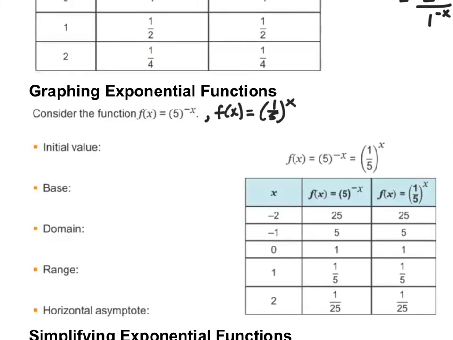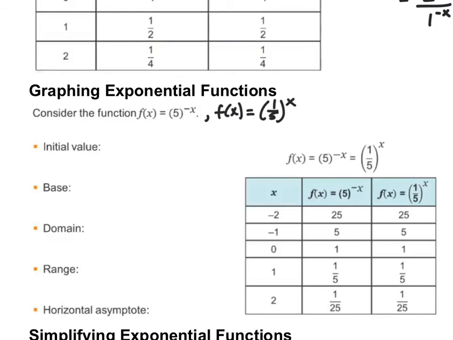All right, so what I want to do is talk about the initial value. So when x is 0, what's the y value? We can tell by the table that this is going to be 1. The base of this function is the number that's raised to a power. So this is going to be 1/5. We don't want to write 5 over here because we have a negative exponent.